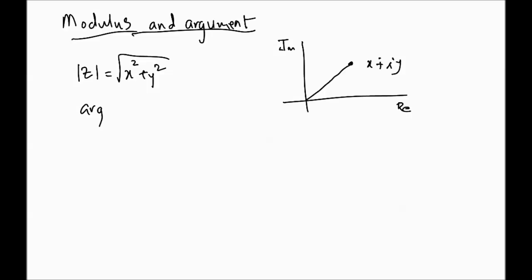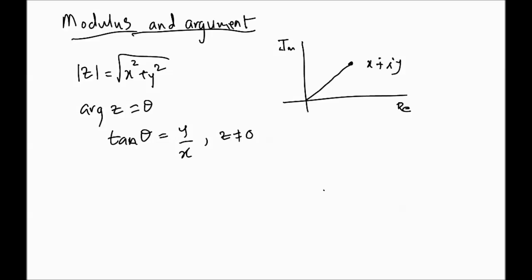The argument of z, on the other hand, written as arg z, is equal to theta, where tan theta, in fact the slope of the line, is y over x. So it's the imaginary part divided by the real part. This is for z not equal to 0, because if it's equal to 0 we would have a 0 over 0 situation, so we have to avoid that. These are some basic definitions.